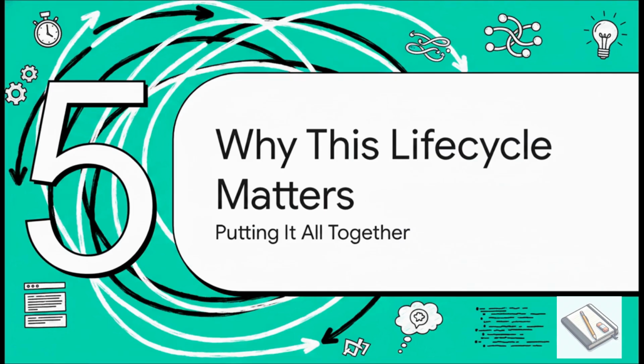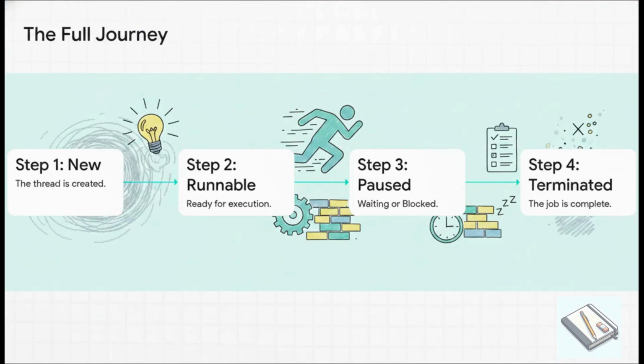But let's ask the most important question. Why does any of this actually matter when you're writing code? Let's tie it all together. So let's do a super quick review of the whole journey, right? It's born as new, it gets ready for work as runnable, it then enters that complex dance of being paused, maybe it's blocked waiting for a lock, or it's in a waiting or timed waiting state. And finally, when the work is all done, it becomes terminated.